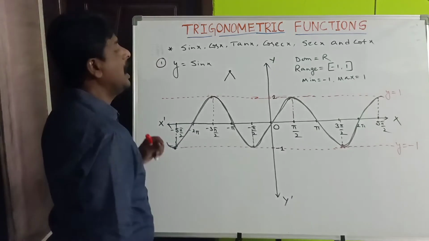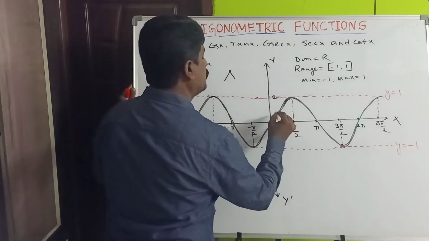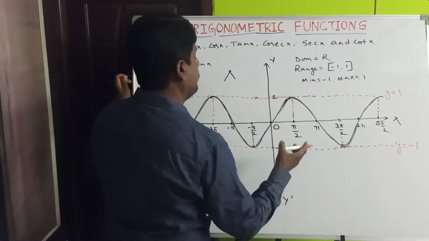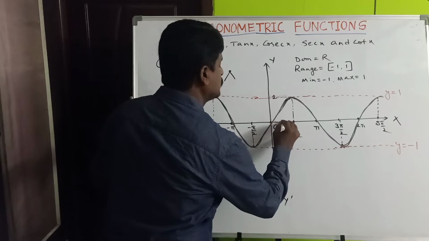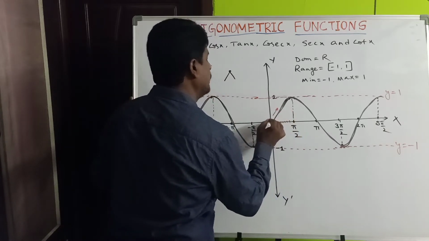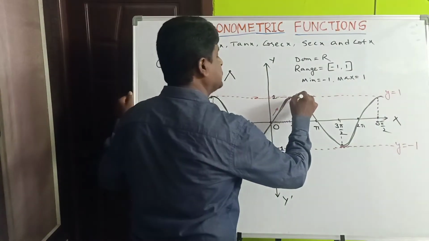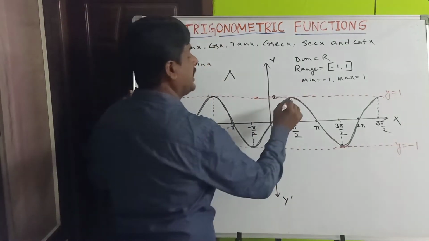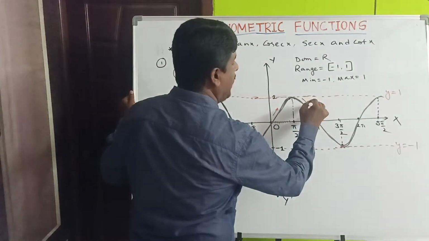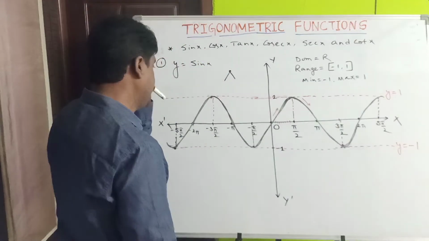And also observe the increasing decreasing nature. From 0 to pi by 2, it is an increasing function, because as x values are increasing, corresponding f of x values are also increasing from 0 to 1. After reaching maximum height, again it takes a turn. From pi by 2 to pi, as x values are increasing, corresponding y values are decreasing.